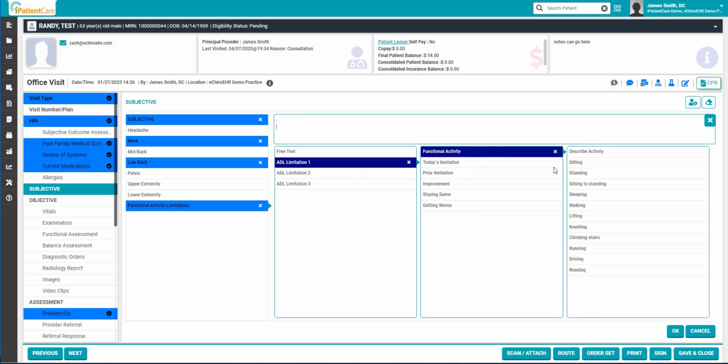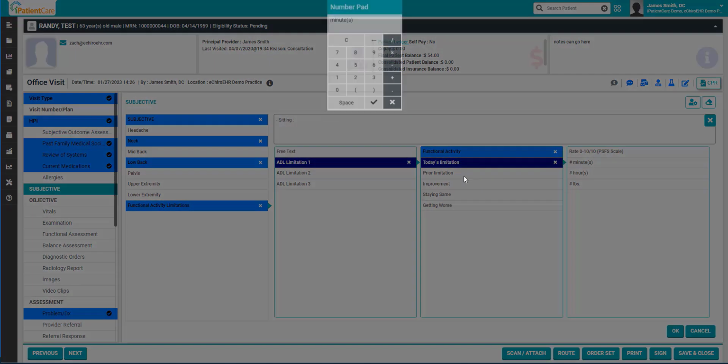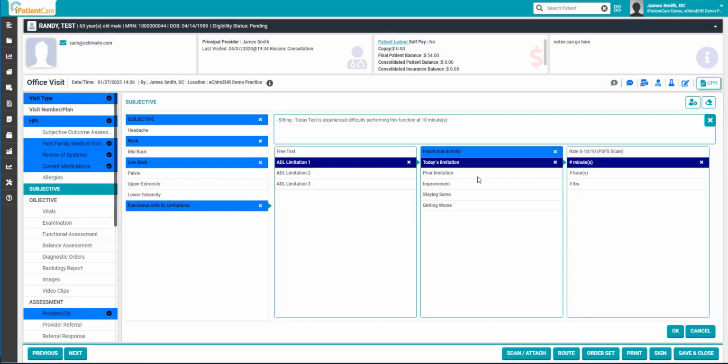And so we would go ahead and specifically select what activity is being restricted by the patient. And let's say sitting is being restricted by the patient. Today's limitation is actually that the patient can only sit for 10 minutes. And so we have that documented, and it is getting worse.